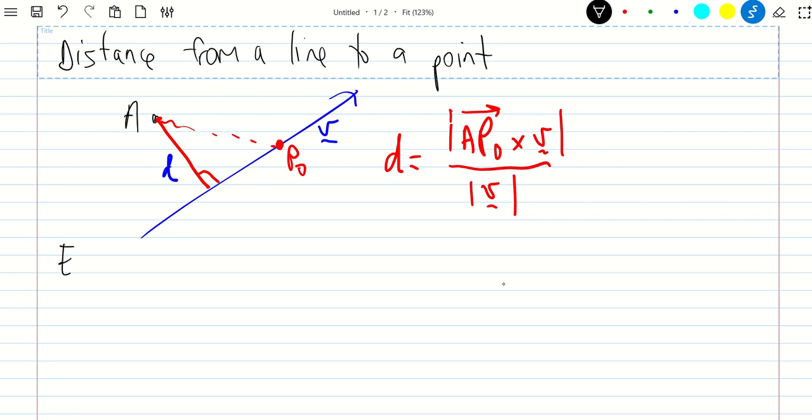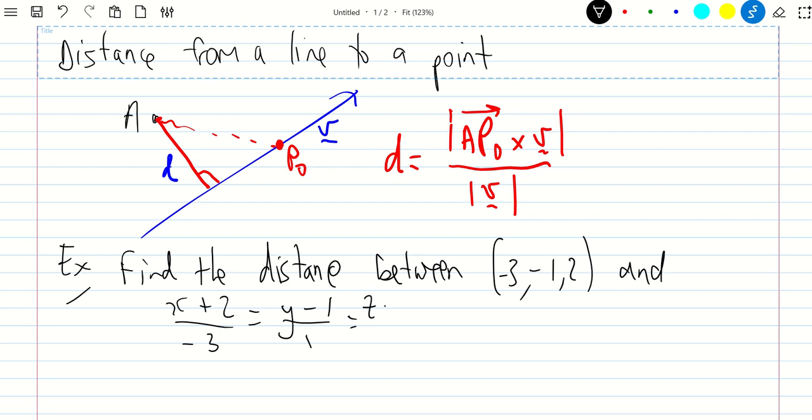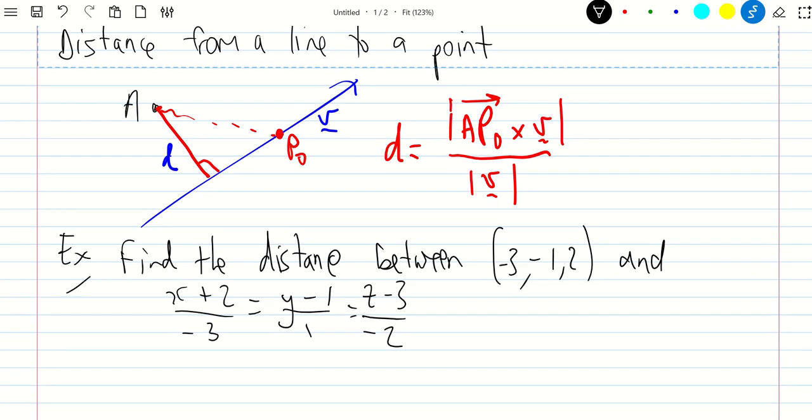Okay, so let's have a look. Let's say find the distance between the point (-3, -1, 2) and the line (x + 2)/-3 = (y - 1)/1 = (z - 3)/-2. So let's have a look at this and apply this formula here.